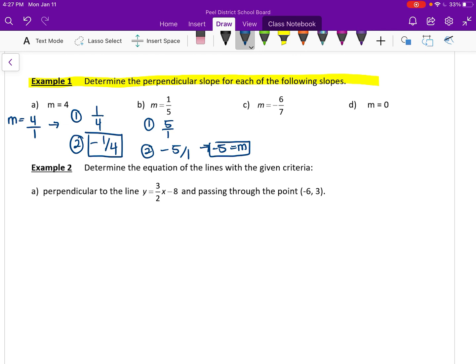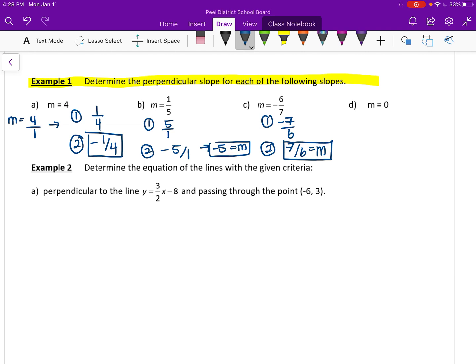So here, I'm just coming back and doing this. So here I have 6 over 7, and it's a negative. So first things first, I'm going to flip the fraction. So I'm going to do 7 over 6, and it's still a negative. Right? And then I'm just going to change the sign. So my negative becomes a positive, so it becomes 7 over 6. Okay, equals m.